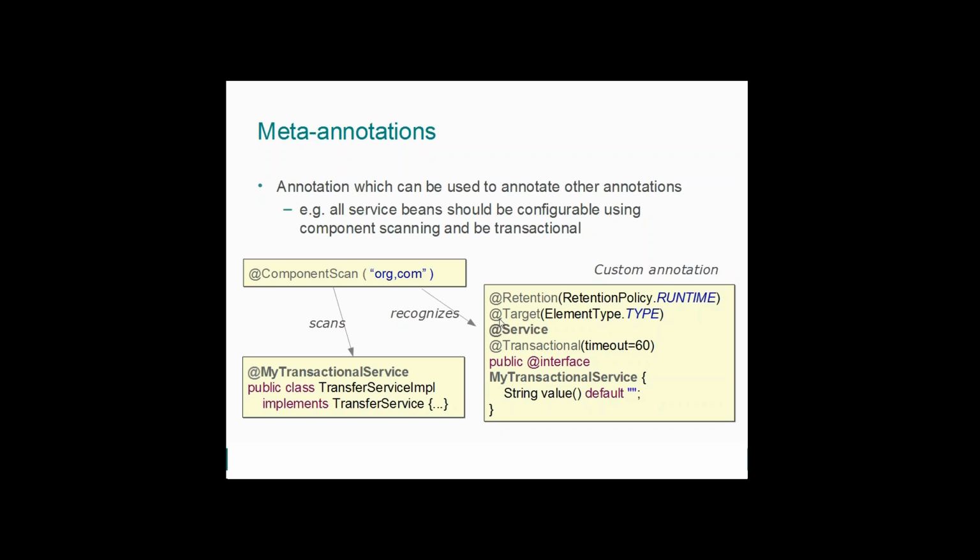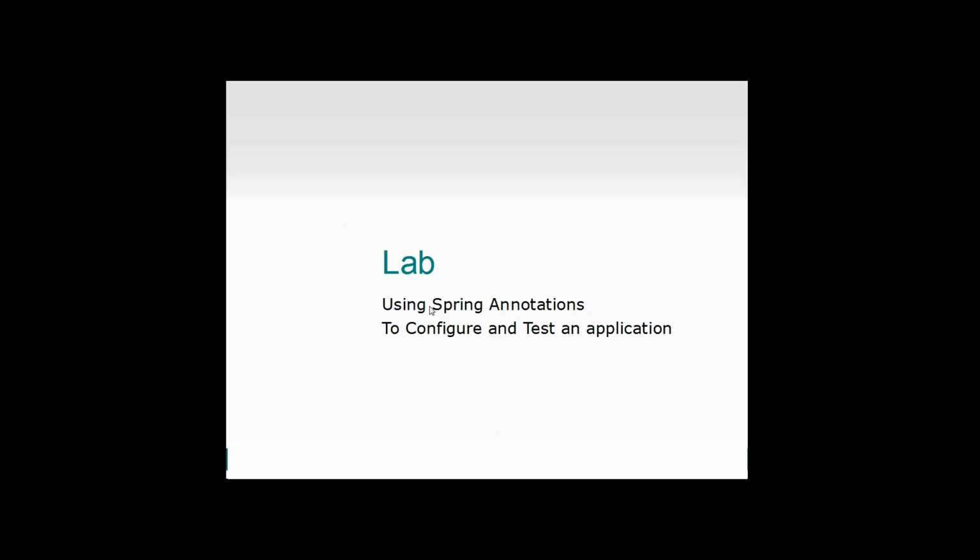And for the target element where you can use this my transactional annotation, you can specify the element type, whether you want to add it at the class level, the method level, or the field level. I am saying type, which means the class level. You can use this annotation only at the class level, not at the method or the field level. So by using this, you can define your own meta annotation. That's about Spring annotations. Any questions so far?